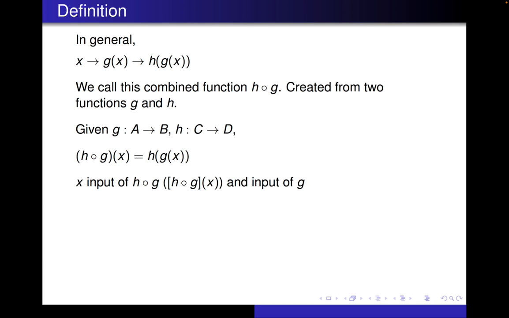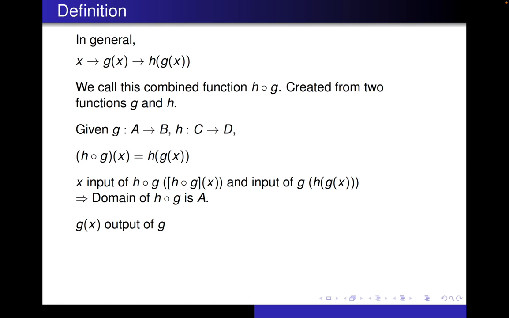So that x has to be at the same time an input of h circle g and an input of g, which means that the domain of h circle g has to be the same as the domain of g. And remember, the domain of g was A, so that means the domain of h circle g has to be A as well. All right.